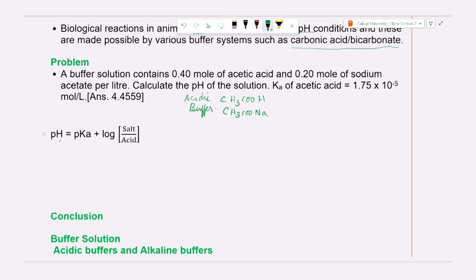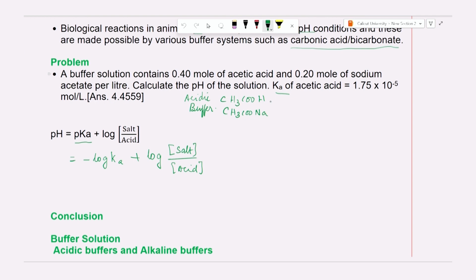Now, according to Henderson's equation, pH is equal to pKa plus log of concentration of salt by concentration of acid. You can directly apply that because all these values are given here. The only difference is they do not give the pKa value, they give you the Ka value. So, I have to modify this equation as negative log of Ka plus log of concentration of the salt divided by concentration of the acid. Both are given here.